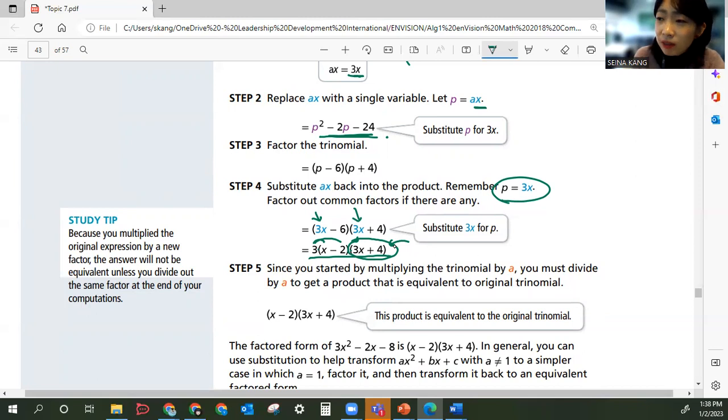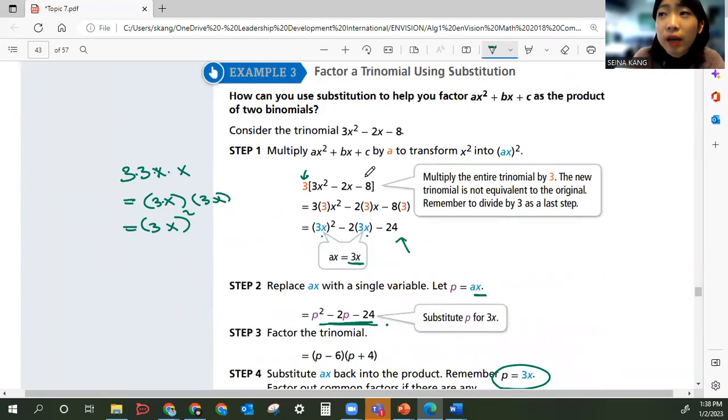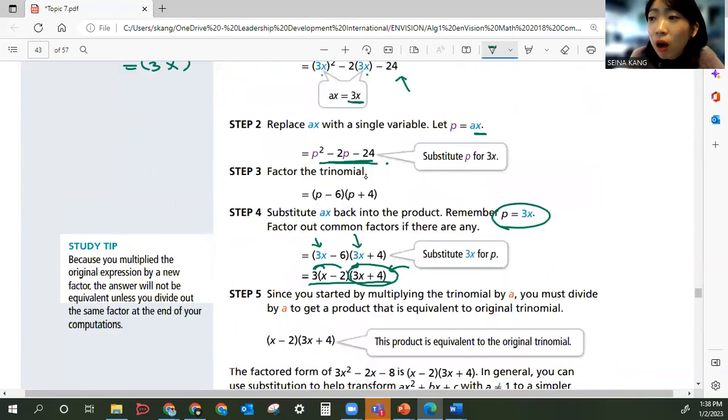Okay, step 5, your last step. Since you started by multiplying the trinomial by a, you're going to divide to simplify it, because we actually changed our polynomial, right? We multiplied by 3 in the beginning, which changes our value. If this whole thing was equal to 1, we multiply by 3, we get 3, right? So 3 is not equal to 1. So we changed the polynomial. We need to put it back.